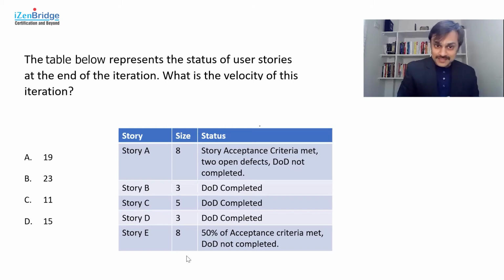The table below represents the status of user stories at the end of iteration. What is the velocity of this iteration? You can see story A looks like it was a story point size 8. The story had met all the acceptance criteria. There are open defects, and the definition of done in case of story A is not complete.